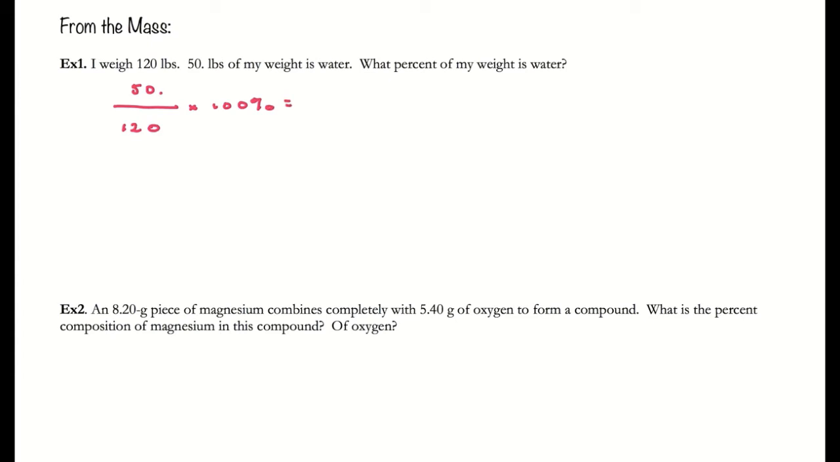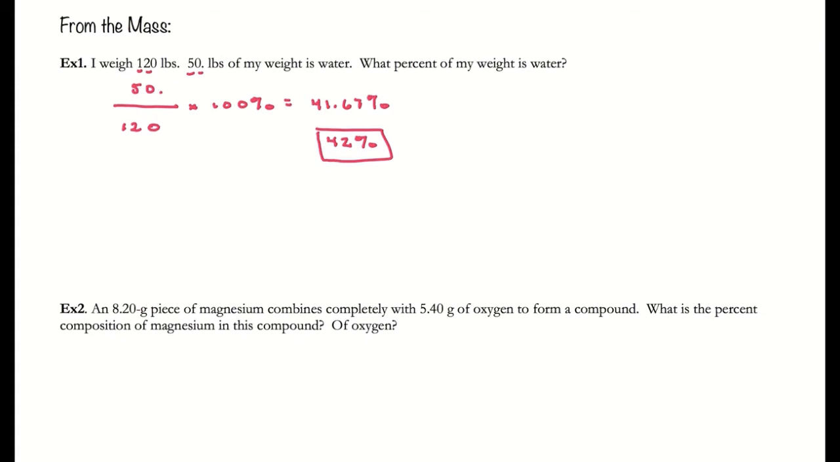And so when I do that, keep in mind I want to have 2 sig figs here. I get 41.67%. But I want to have 2 sig figs, so I'm going to round to just 42%. So this is saying what percent of my body is water? 42% of it. I put the weight of water, or of whatever I'm concerned about, on top, and then I put the total on bottom.